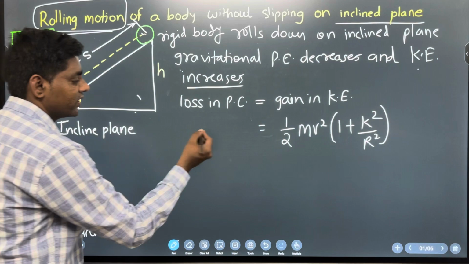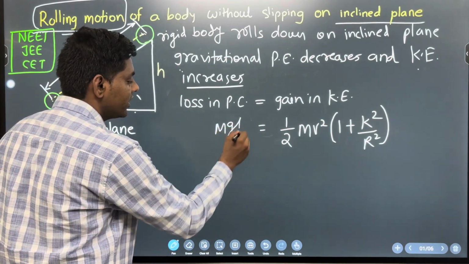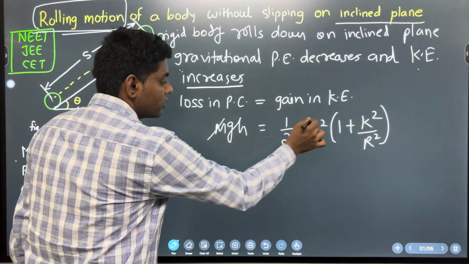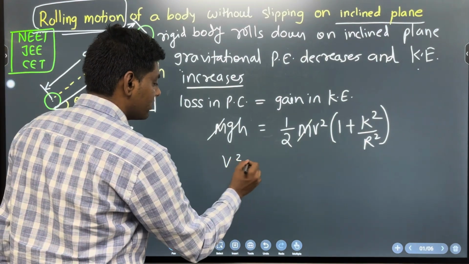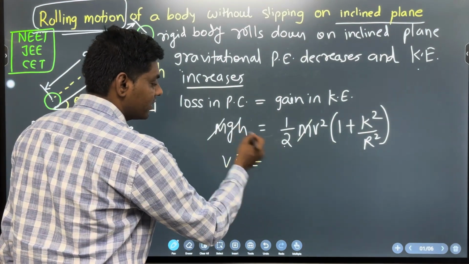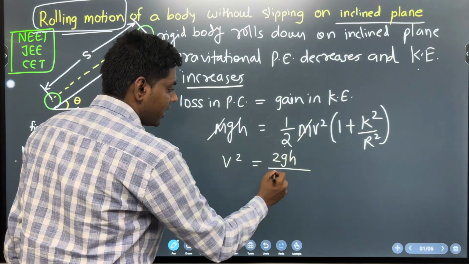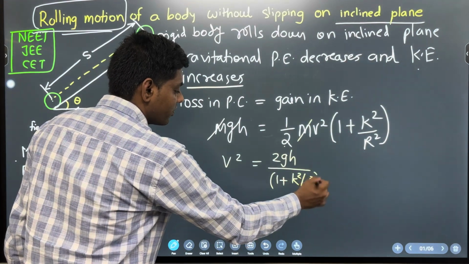And what is the potential energy? The basic formula of potential energy is m g h. So observe this carefully. What will the answer be? On both sides, mass gets cancelled. So what is the formula for v square? v square equals 2 goes to numerator, so it goes to multiplication: 2gh divided by (1 plus k square divided by r square), bracket complete.